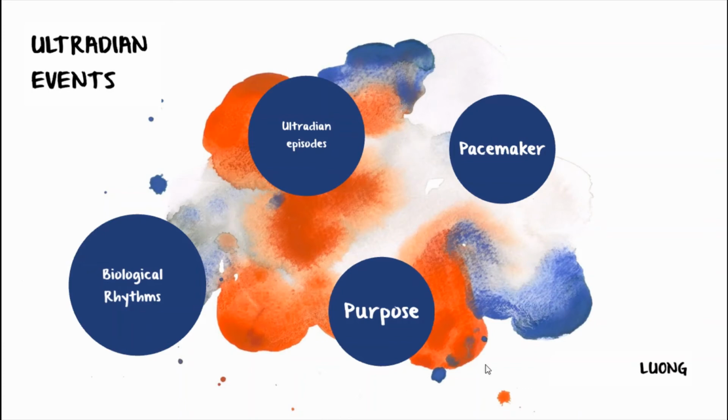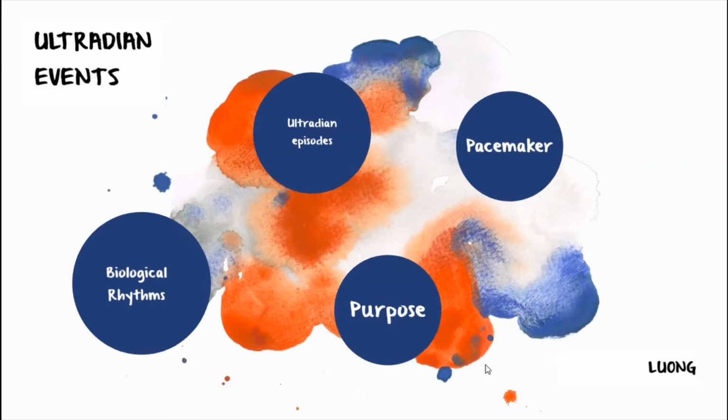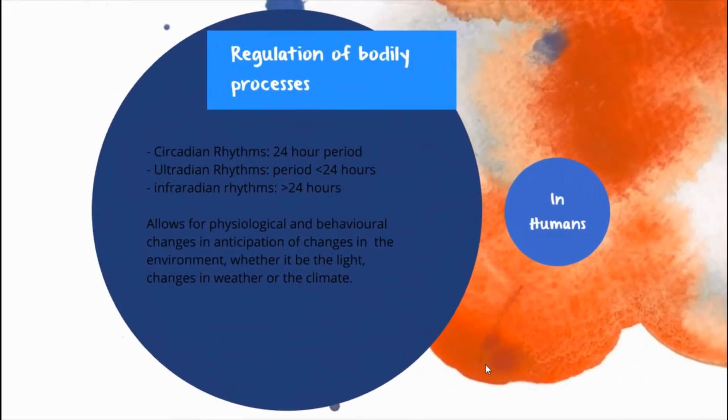Hello and welcome to this overview of the ultradian events, also known as ultradian rhythms, patterns, and cycles. To understand this phenomenon, we must first delve into the meaning of biological rhythms. So, what are they? These are fluctuations, patterns, and cycles of various observed bodily processes. The most well-known one is the circadian rhythm, which has a period of 24 hours.